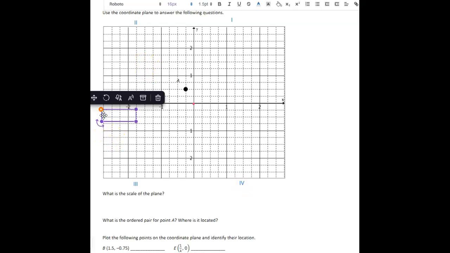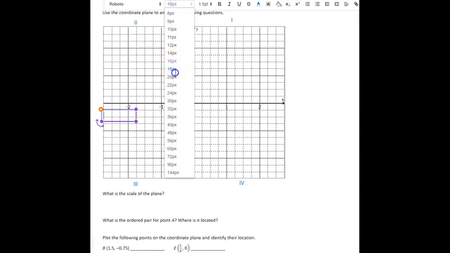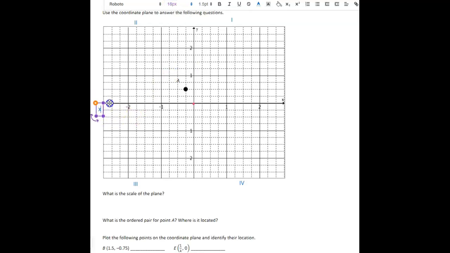Now let's label your x-axis. We might make this a little bigger. Your x-axis is the axis running left and right. And it does have a small little x right there, but we're going to make it a little bigger by putting our own. And then your y-axis is the one running up and down vertically. Now it says, what is the scale of the coordinate plane? What's the scale of our plane?